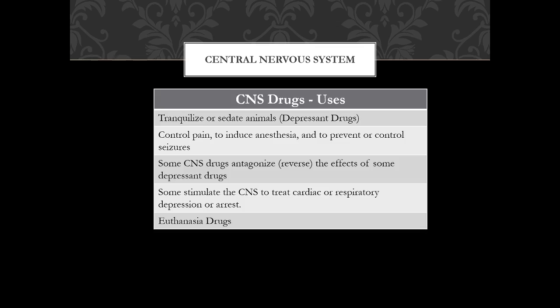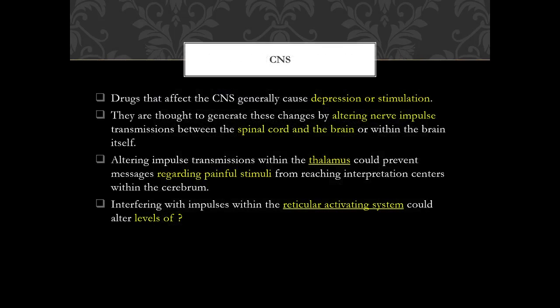The central nervous system. The drugs that we use in the central nervous system are used to tranquilize or sedate animals, so these are depressants. They're used to control pain, to induce anesthesia, and to prevent or control seizures. Some CNS drugs antagonize or reverse the effects of some depressant drugs as well, so they'll block it. Some stimulate the CNS to treat cardiac or respiratory depression or arrest. And then some euthanasia drugs are also considered central nervous system drugs.